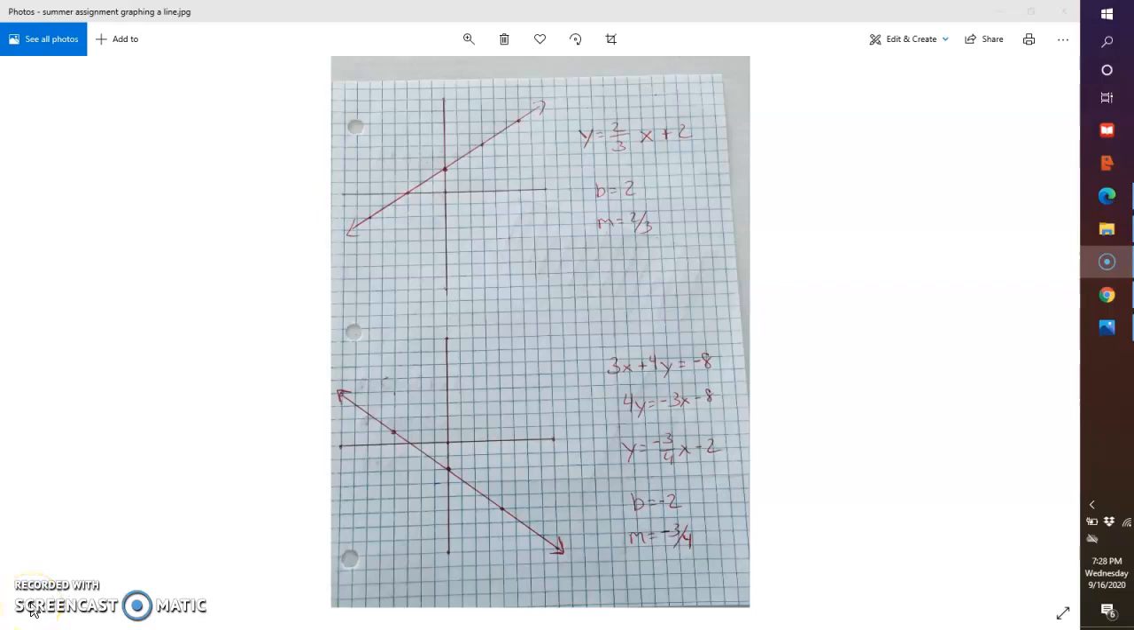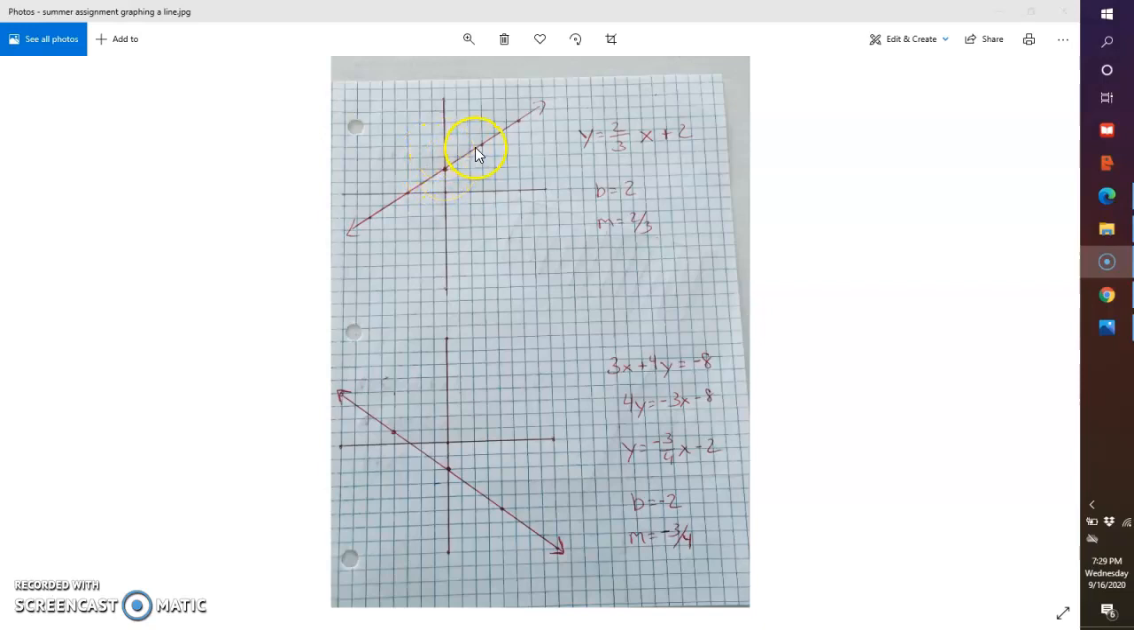Alright guys, so we're going to graph the equation of a line here. So once again, when it's solved for y, it's a little bit easier. Because when you solve it for y, it's already in the y equals mx plus b format. Which means you have your slope of 2/3 and your y-intercept of 2. Your y-intercept is always your starting point, so it's 2.